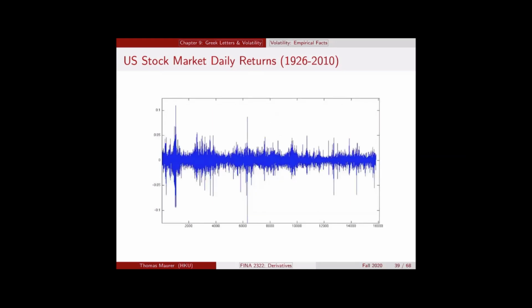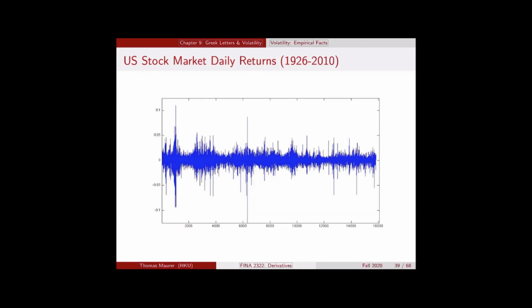We can also look at the time series of daily returns. So here, for example, we see we have almost plus 5% daily return. Here we have about minus 6 or 7% daily return. Here we have one of these very large negative daily returns.